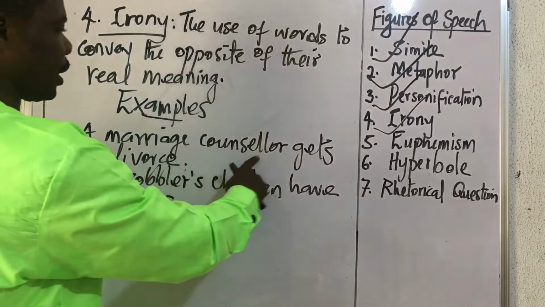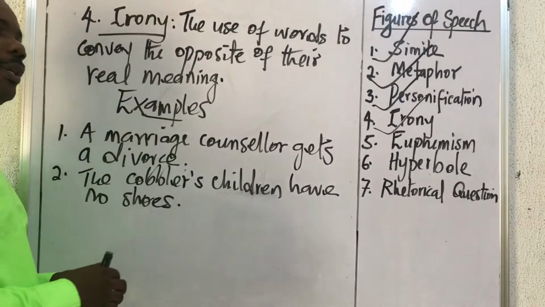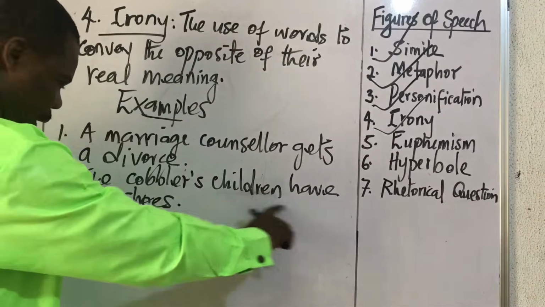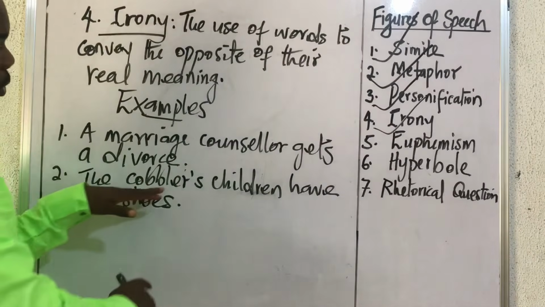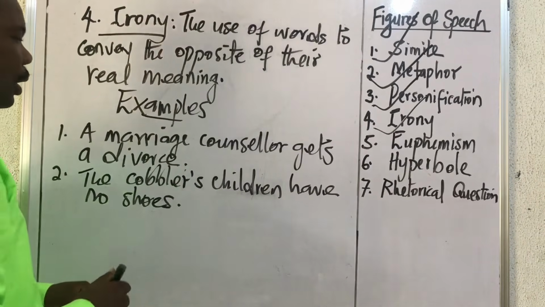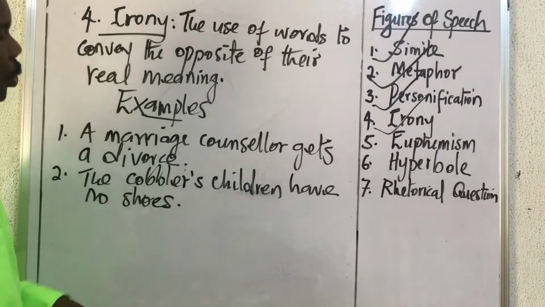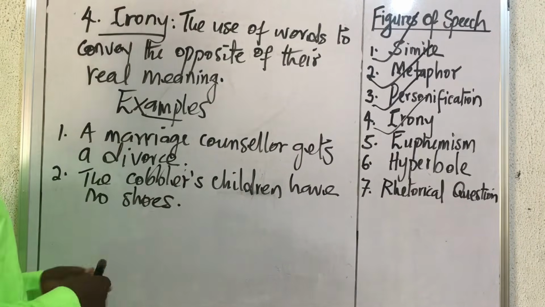A marriage counselor gets a divorce. That is an irony. And then you have the cobbler's children have no shoes. Someone who makes shoes, and it comes to be that the children have no shoes. So it's an irony as well. So that is that about irony.